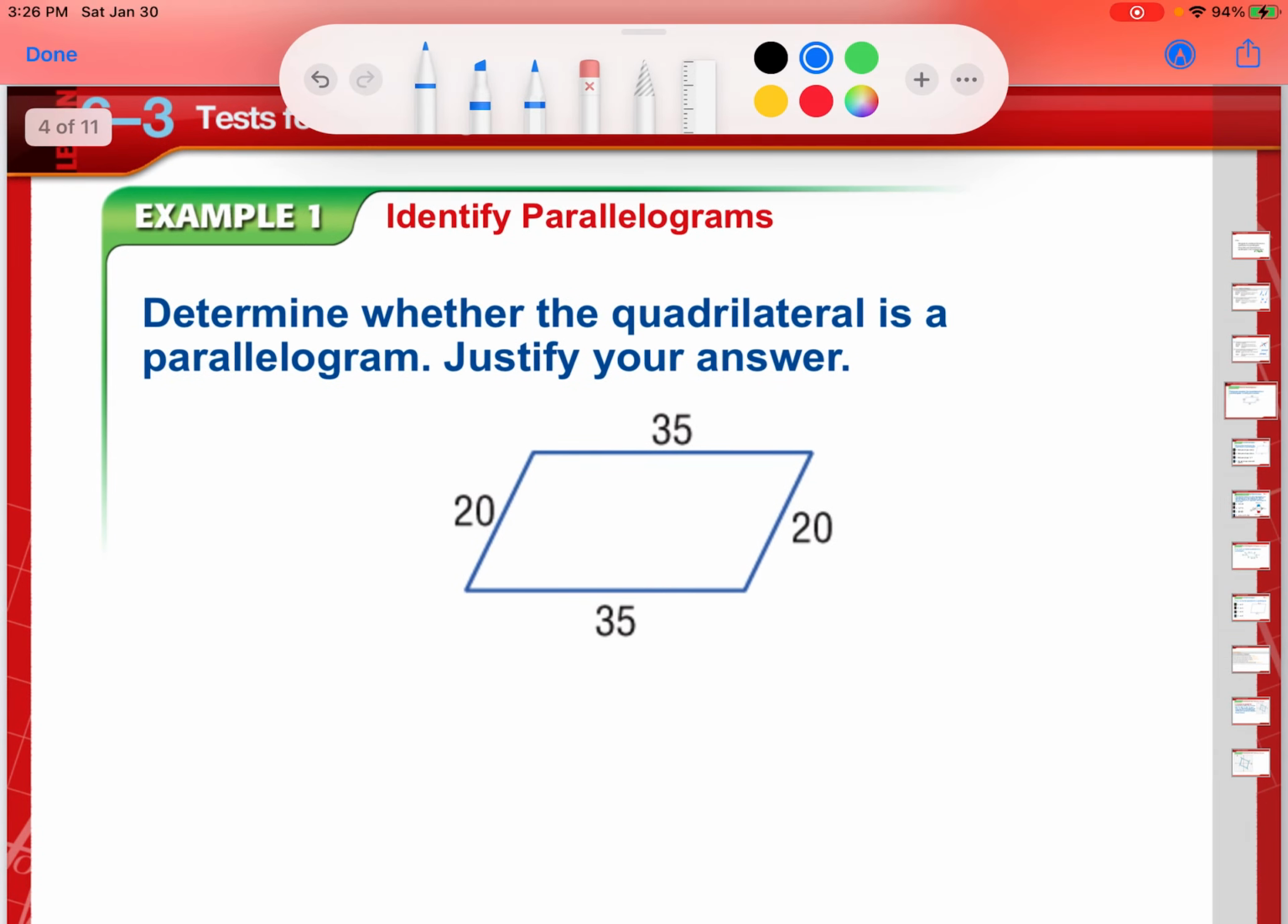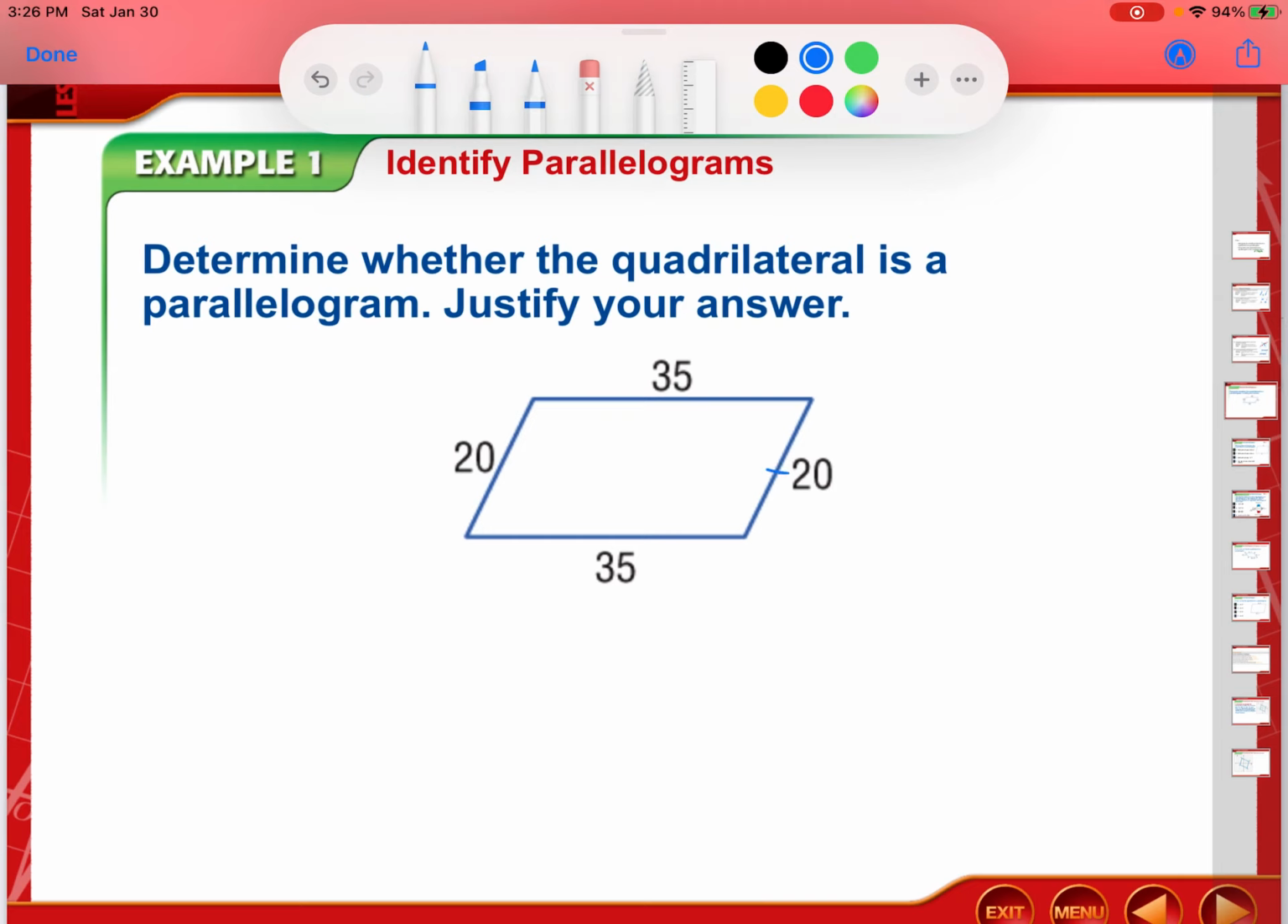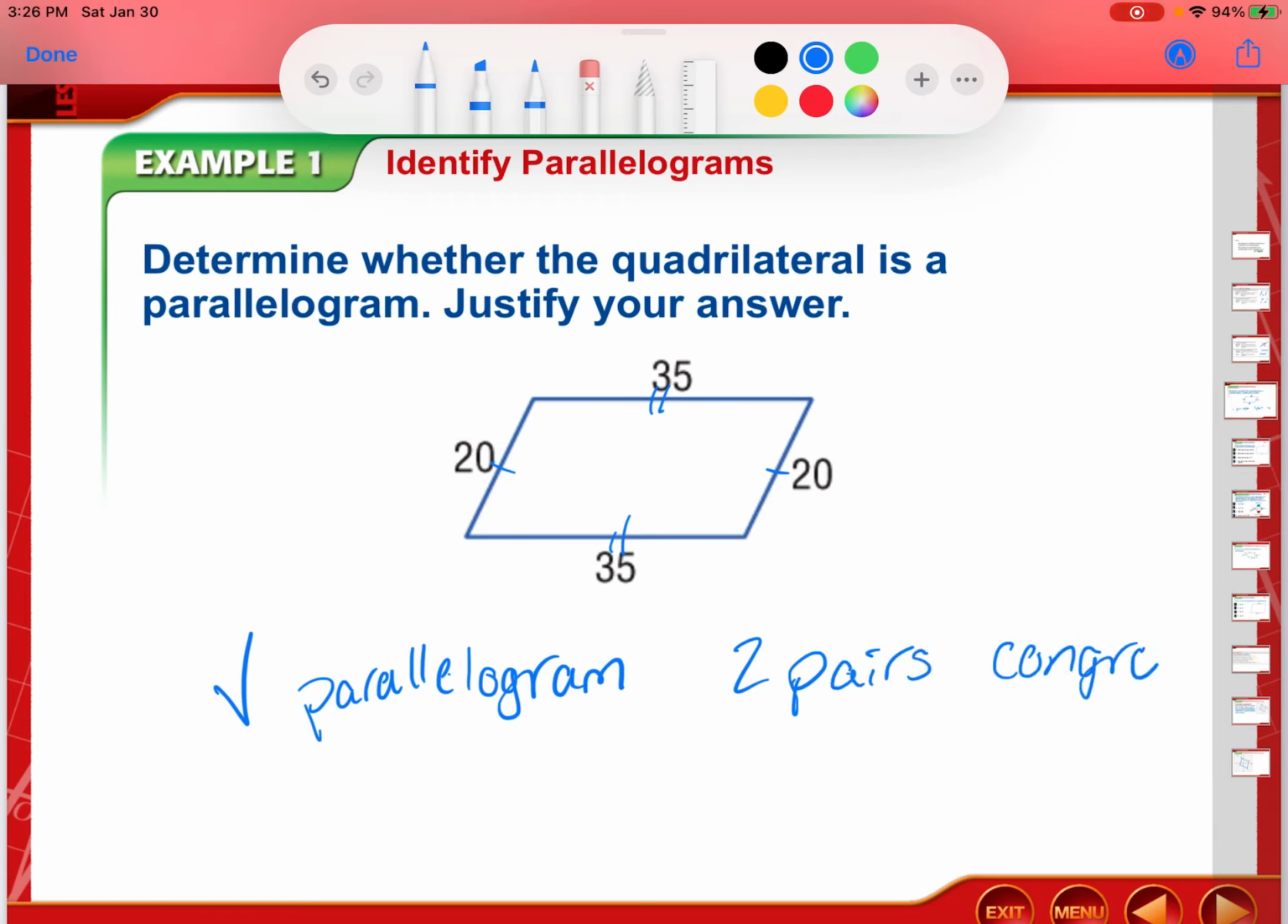All right, so determine whether the quadrilateral is a parallelogram. Justify your answer. Right off the bat, I see 20 and 20, and I see 35 and 35. So if the two pairs of opposite sides are congruent, then we do have a parallelogram. And my reasoning would be: 2 pairs of congruent opposite sides.